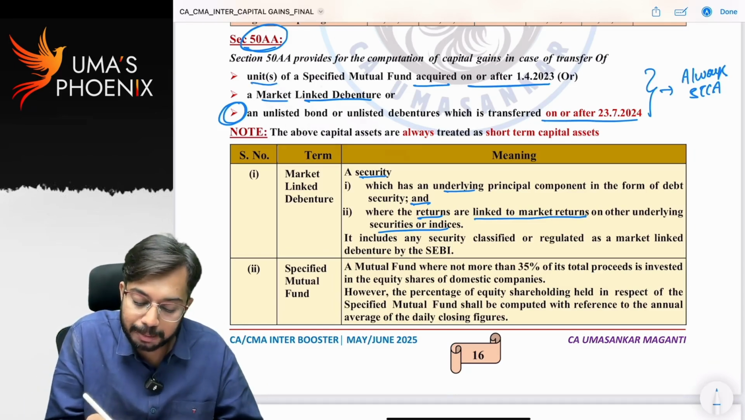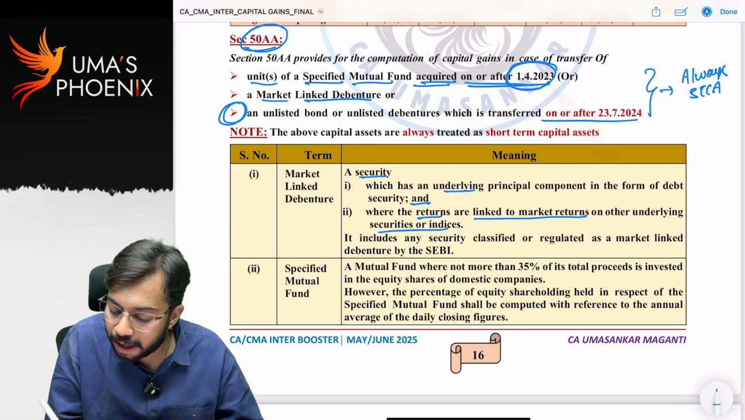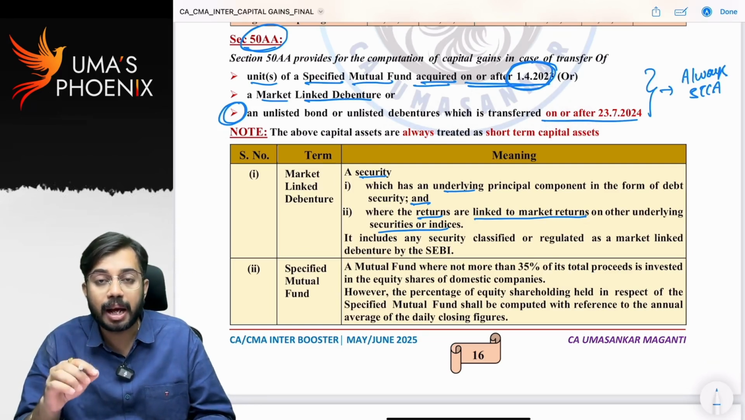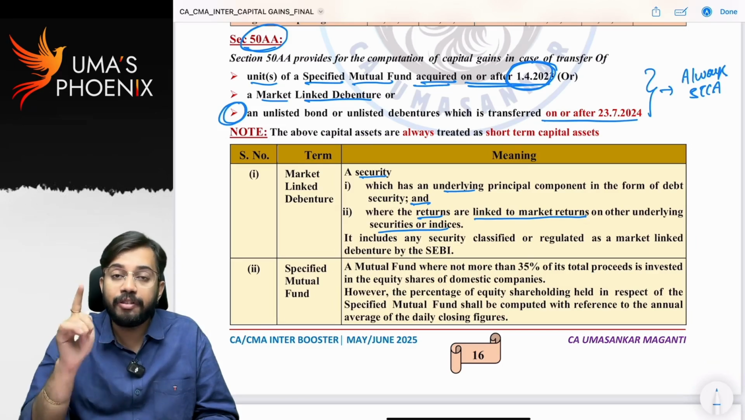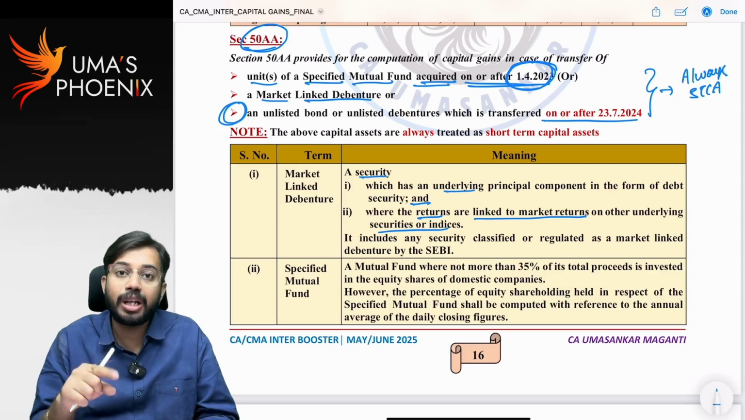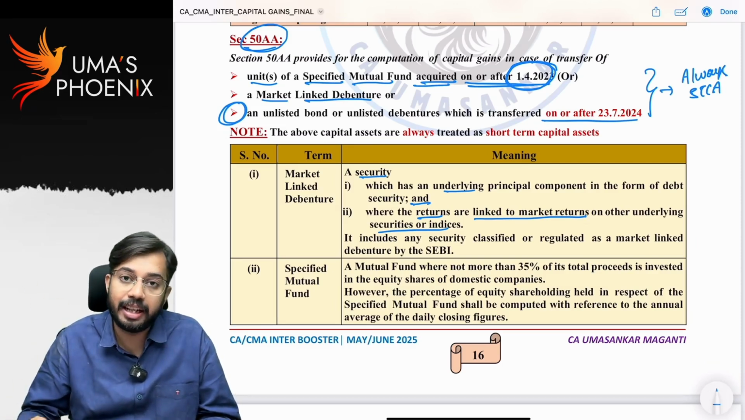Unit of a specified mutual fund acquired on or after 1st April 2023. That means if I purchase unit before 1st April 2023, 50AA will not get attracted. 50AA gets attracted only if I purchase unit of specified mutual fund on or after 1st April 2023. Is it clear?